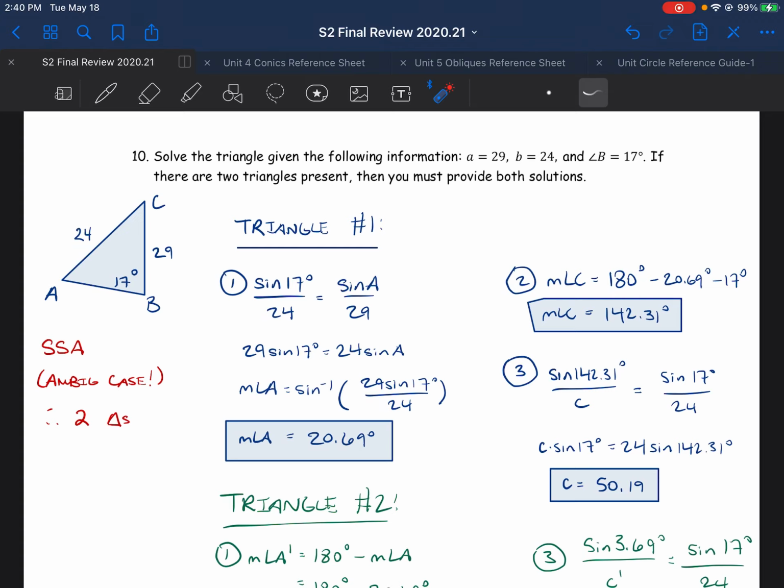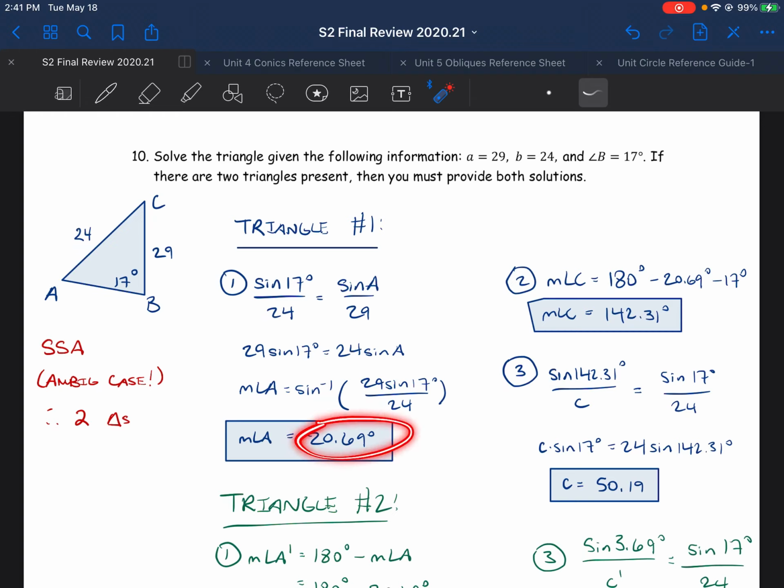The first triangle is pretty normal. You're going to solve it just like any other solving a triangle problem. Here, when we're looking at our initial pieces, we have angle B and side B. So that's going to be part of our problem, sine of 17 degrees over 24. And we have side A, so we have to find angle A first. So we have sine of angle A over 29, cross multiply and solve for angle A, and you get 20.69 degrees. Here are, of course, the steps if you need to see the steps for that.